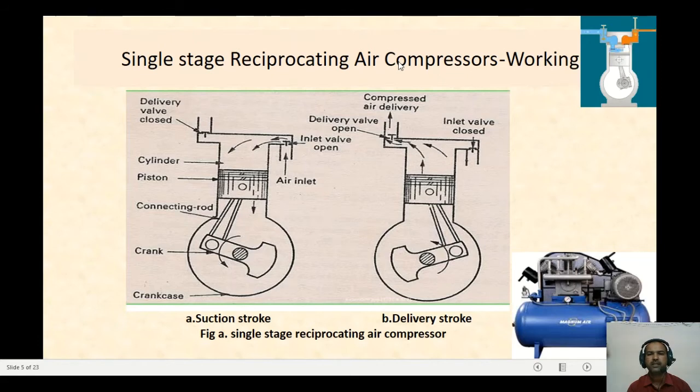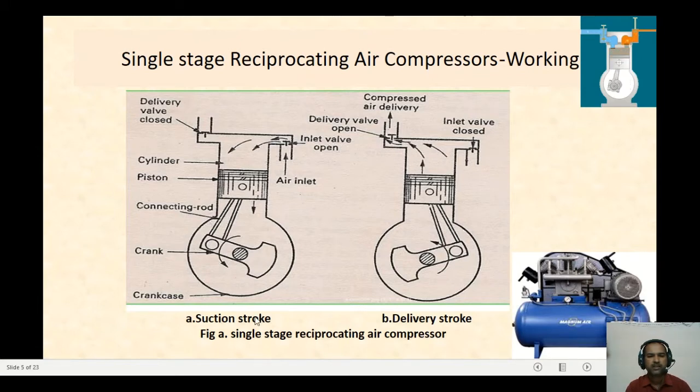Compressor means it is used to compress the air, and the working medium we are using is air. Why is it named reciprocating? Because the piston moves in an up and down motion, so it is called reciprocating. And single stage means here we are using only one cylinder, so it is called single stage. So it is named a single stage reciprocating air compressor. Clear?